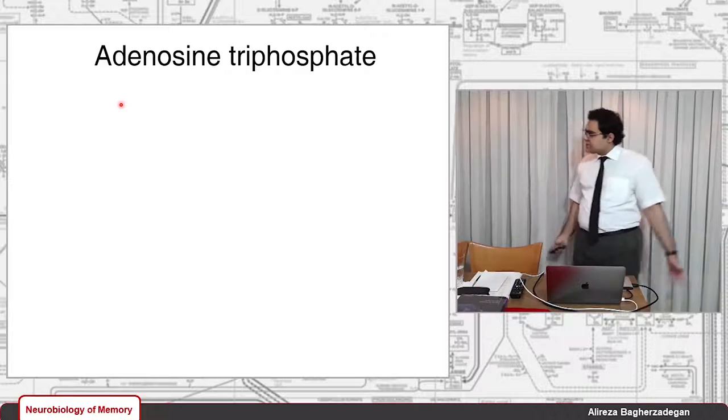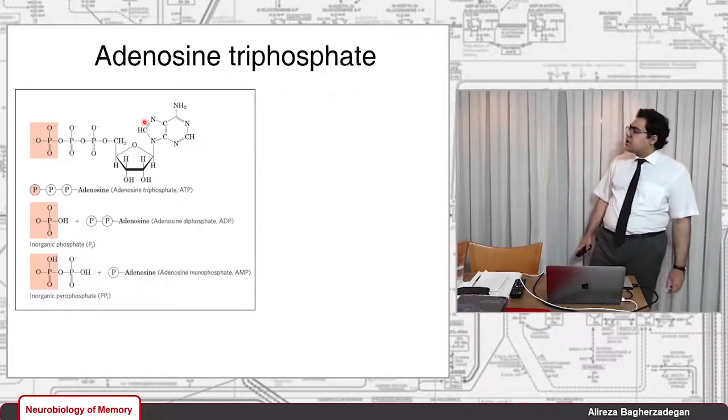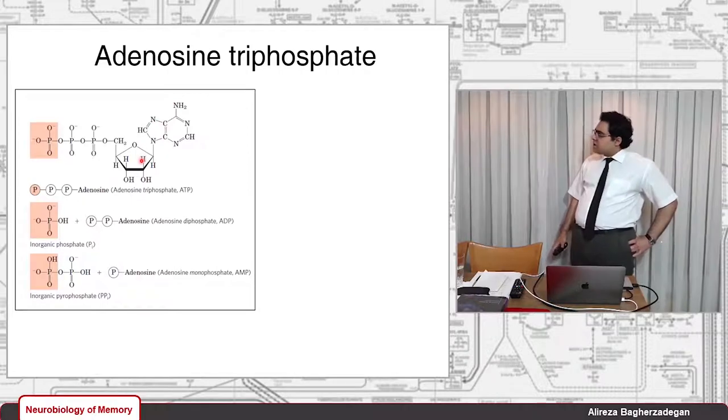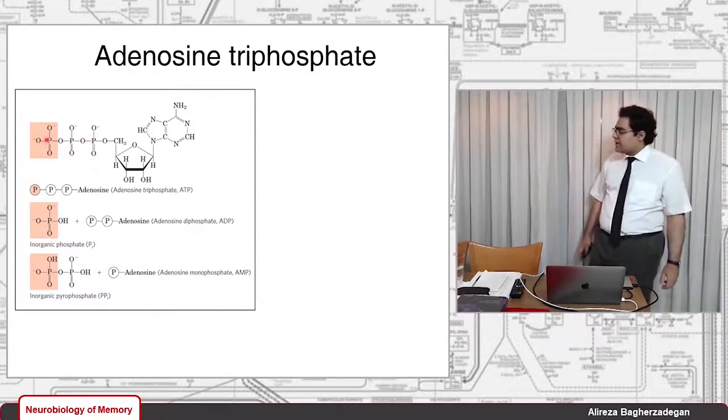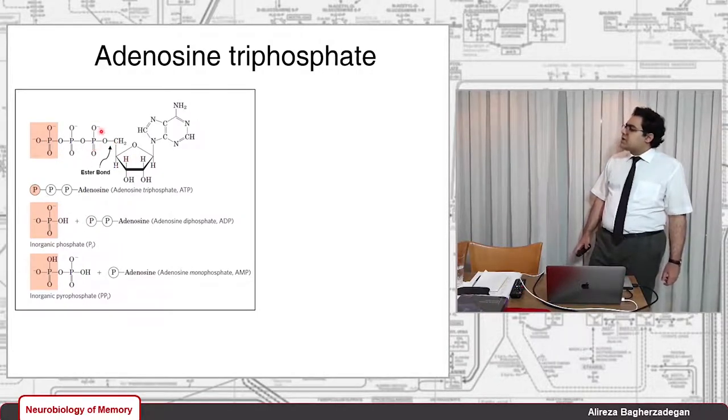So adenosine triphosphate, this is the general structure of it. We have an adenine attached to a ribose, a sugar molecule, and this is attached to three phosphate groups. In some texts they're called alpha, beta, and gamma phosphates, and I'm going to call them alpha, beta, and gamma. Between the sugar and the very first, the alpha phosphate, we have an ester bond, and between the first and the second and the third, we have anhydride bonds.